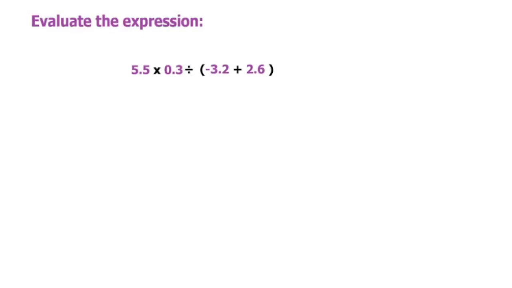In today's lesson, I'm going to teach you how to evaluate a numerical expression that involves decimals. A lot of people get this wrong, but I'm going to take it through step by step so you don't. So always start with the brackets, okay? We have the brackets here. So we're going to add minus 3.2 plus 2.6, and that becomes minus 0.6.